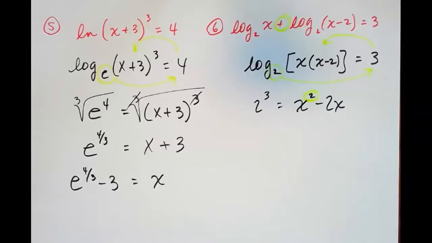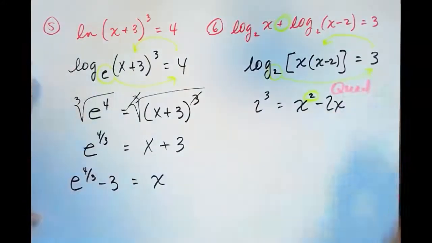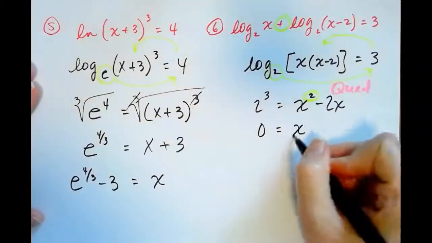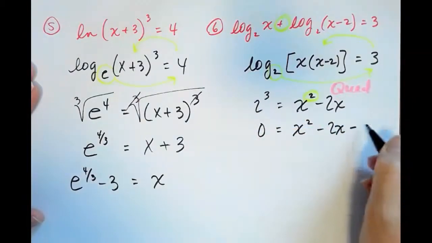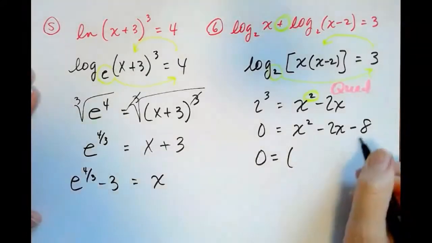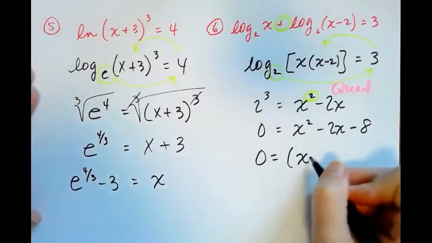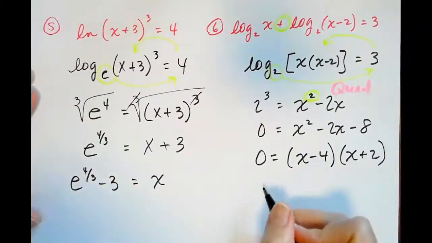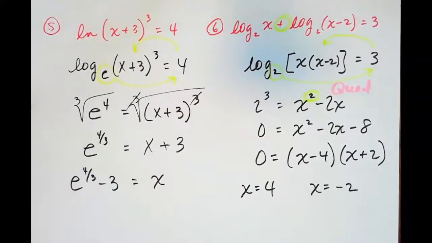Because when we have a quadratic equation, we need to set it equal to 0. So 0 equals x squared minus 2x, and of course 2 to the third is 8, minus 8. Now it's factorable. Factors of -8 that add up to -2 are x minus 4 and x plus 2. So x equals 4 and x equals -2.